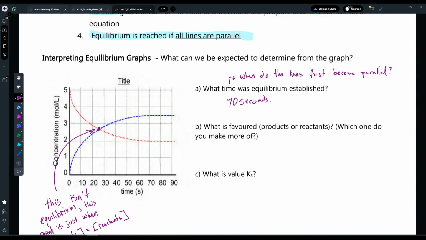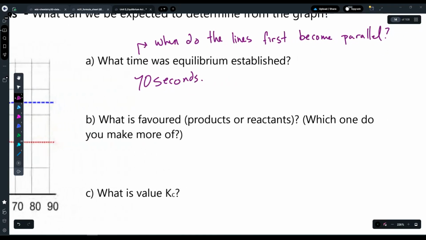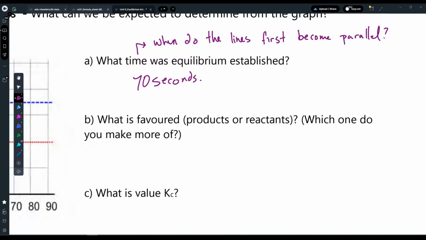All right, second question is, what is favored, either the products or reactants? And really what this question is asking is, which one do you make more of? And if you want to think of it more visually, it's asking which line is higher on the graph once equilibrium is reached. Okay, so once the lines become parallel.